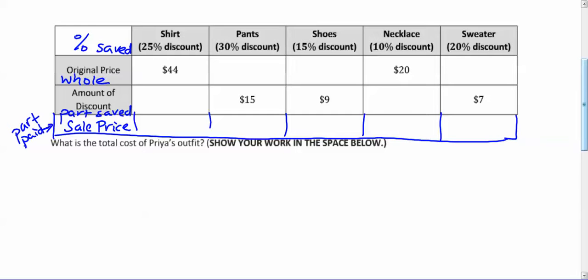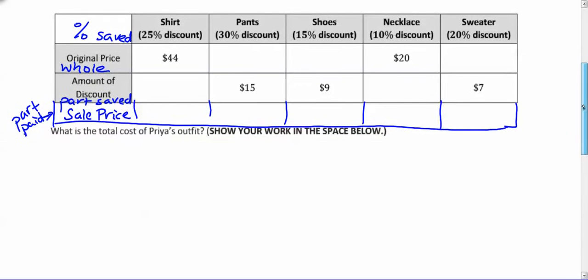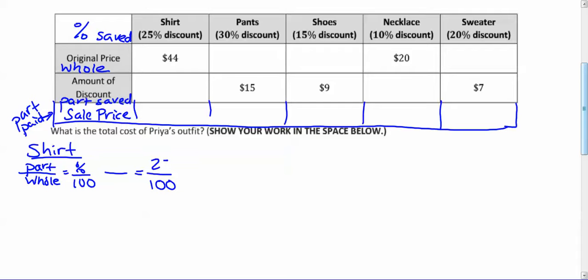All right, so we're going to have a few methods of doing this, but we're not going to get into all of them today. We're just going to go through each of these items. So first one we're going to do is shirt. So each one needs to be labeled. We're going to write part over whole equals percent out of 100 for every one. And then we're going to fill in the numbers that we've been given. So in this case, we know there's a 25% discount. So we're going to put that out of 100.